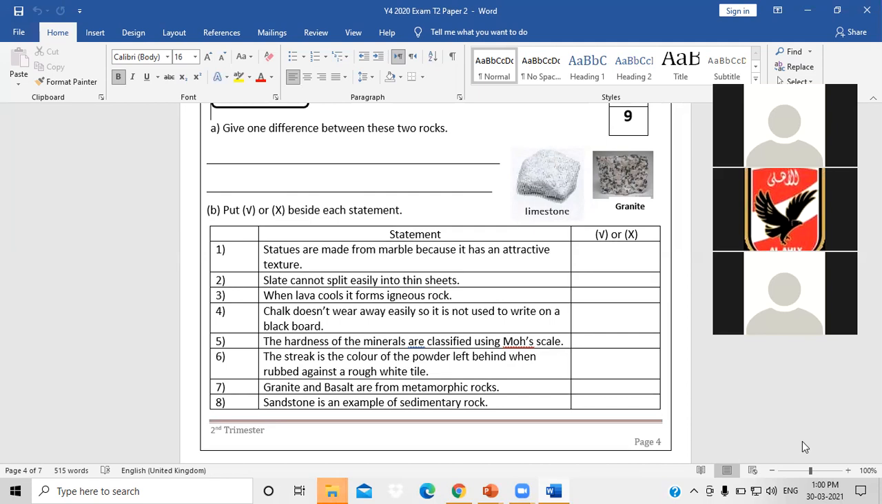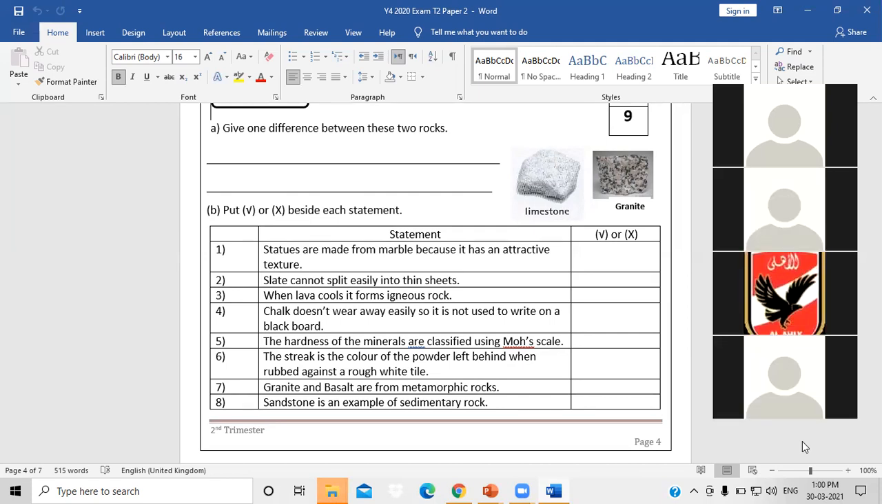If you said that they change in their colors, it's also correct. Okay? So I considered a lot of answers correct in this question. But the main answer, the one that I hoped all of you wrote, was that granite is an igneous rock while the limestone is a sedimentary rock.